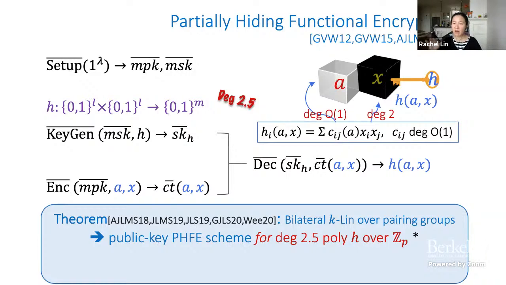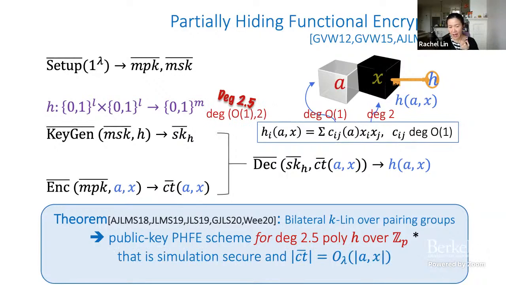More formally, they have constant degree on A and degree 2 in X. And because the degree on X is really only 2, it's not too surprising that we can implement it using bilinear maps. And we can have a public key partially hiding functional encryption for this type of polynomial. They have simulation security, and they have really good compactness. The ciphertext size only depends linearly on the input length and has nothing to do with the output length whatsoever.